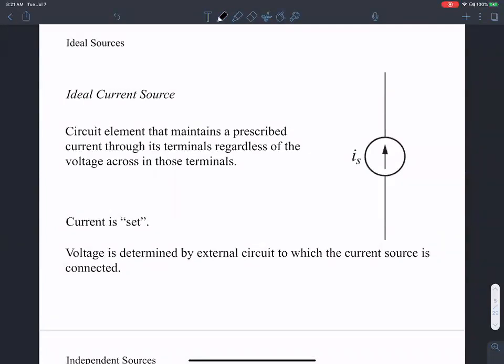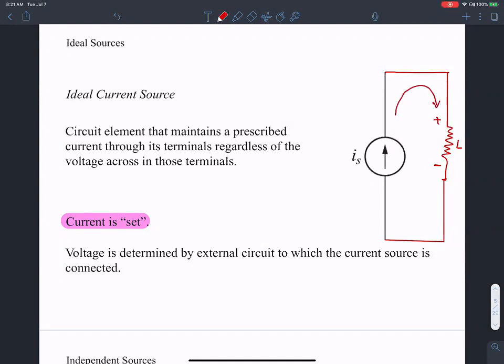Similarly, for a current source, the current is set. For an independent ideal current source, the current is set across its terminals. It doesn't matter what I connect across its terminals. Even if I connect a large resistance or a small resistance, it does not matter. The voltage across this resistance is determined by the load resistance or the external circuitry.